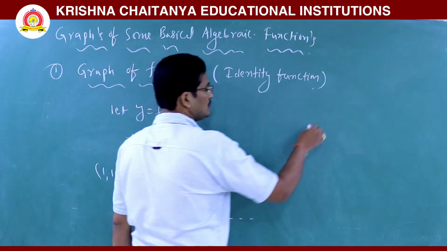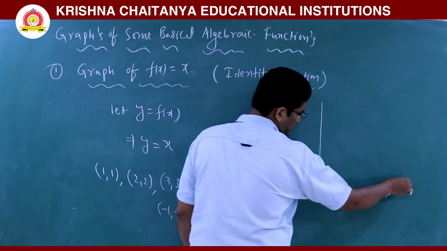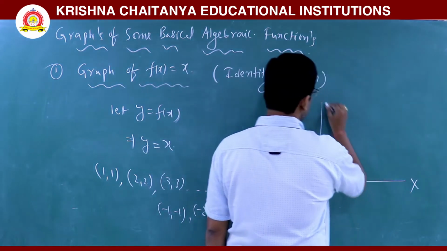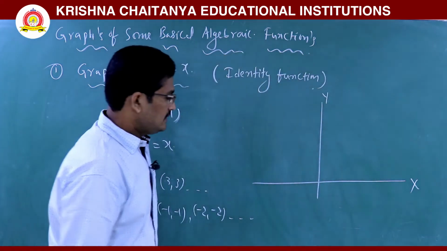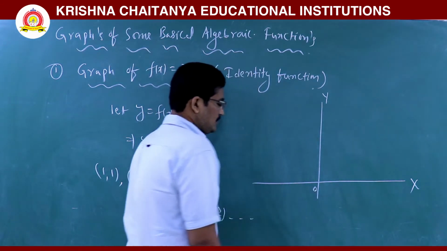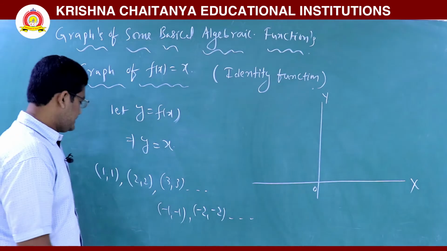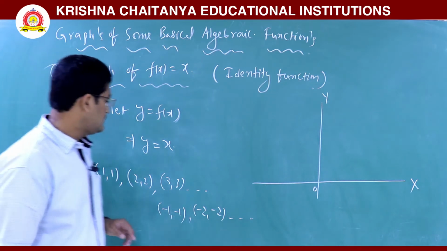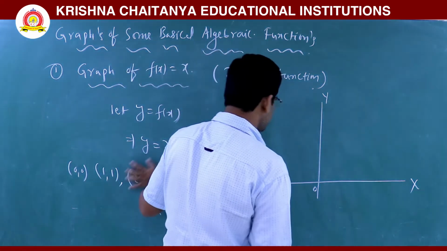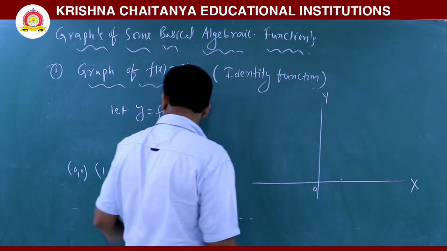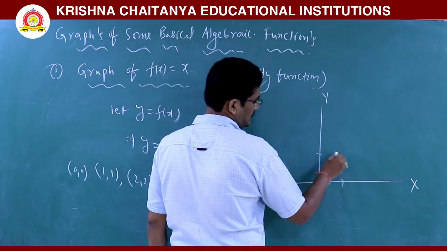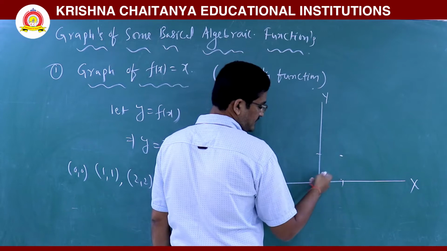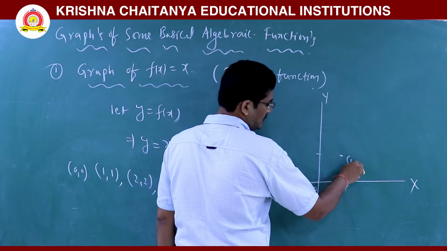Suppose you go to the coordinate system. This is the x axis, this is the y axis, and this is the origin, (0, 0). The origin has the same abscissa and ordinate, so the origin also lies on this line. Next, 1, 1. This point covers 1 unit distance along the x axis, and the same point covers 1 unit distance along the y axis. This is called (1, 1).